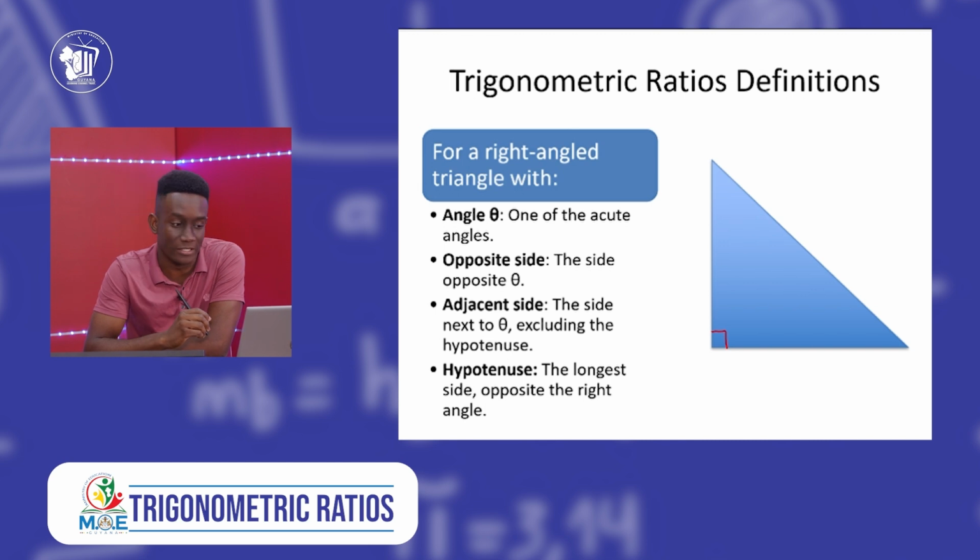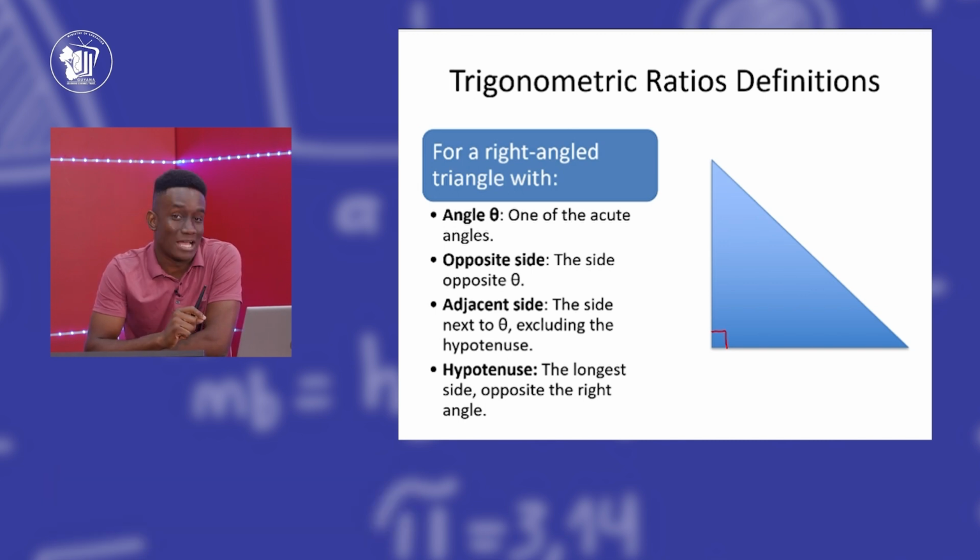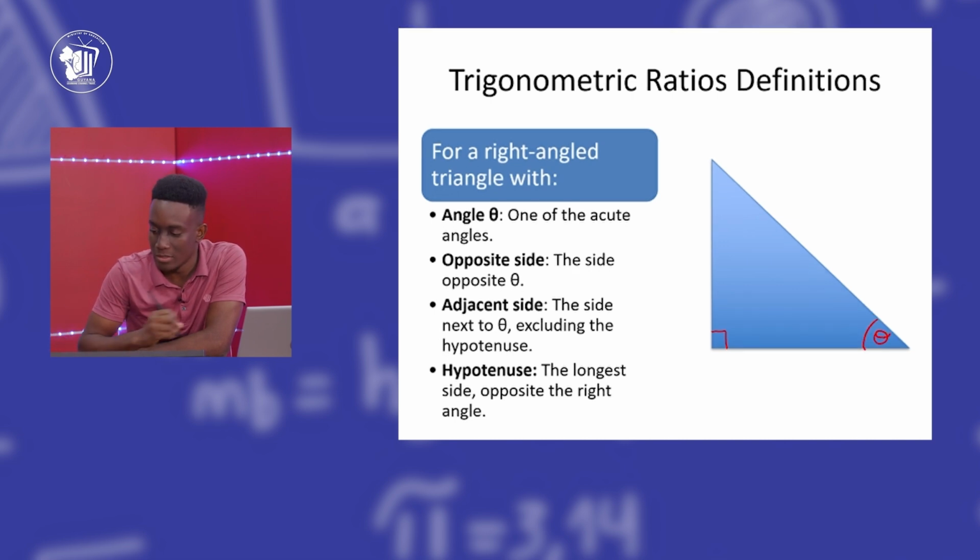We know there is the right angle. In this triangle, we will be given an angle, sometimes represented by theta. Depending on where theta is, that will impact some of the sides. So let's just say theta is at this angle here, and now we want to label this triangle.